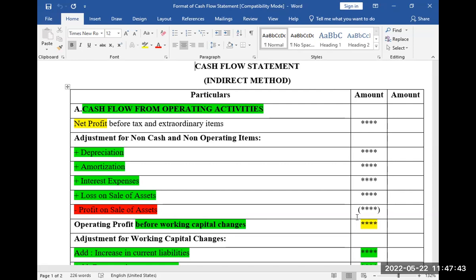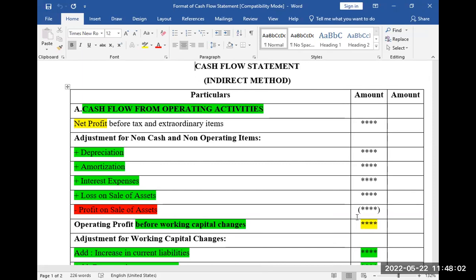That's what is done here. Look at this slide. Cash flow from operating activities. The starting point is net profit. Where do you find this net profit? Net profit can be found from the P&L account, at the bottom of the statement. You can find that. From that, you have to adjust for this. What is the adjustment? Look at this.